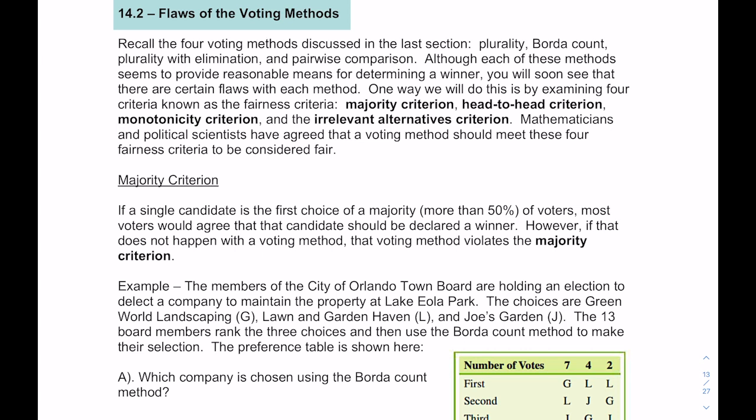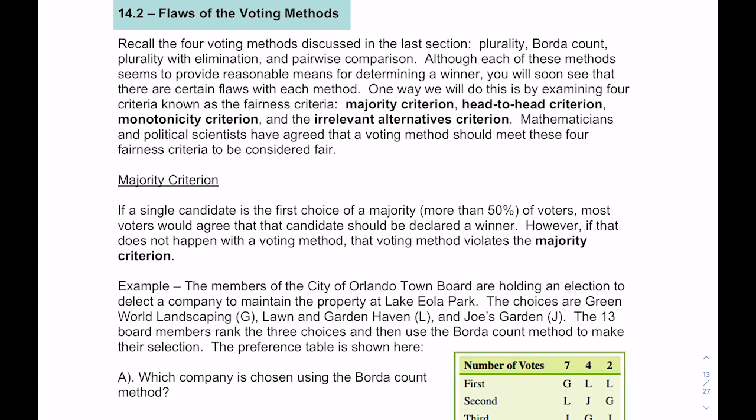The choices are Green World Landscaping, Lawn and Garden Haven, and Joe's Garden. The 13 board members rank the 3 choices and then use the Borda count method to make their selection. The preference table is shown right there. So which company is chosen using the Borda count method?